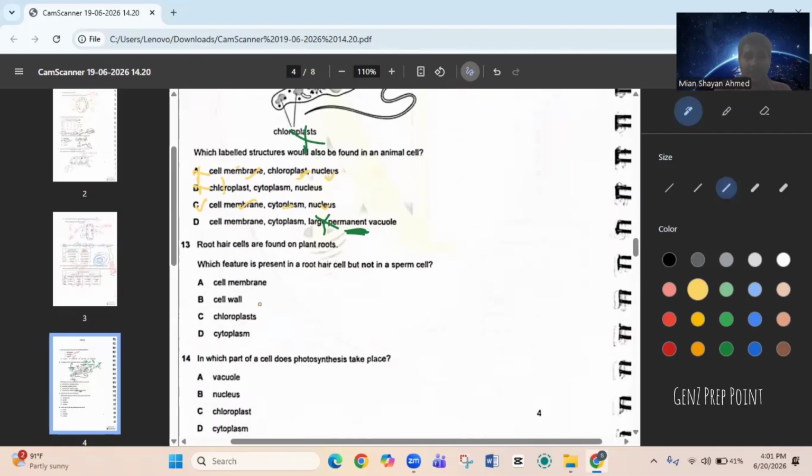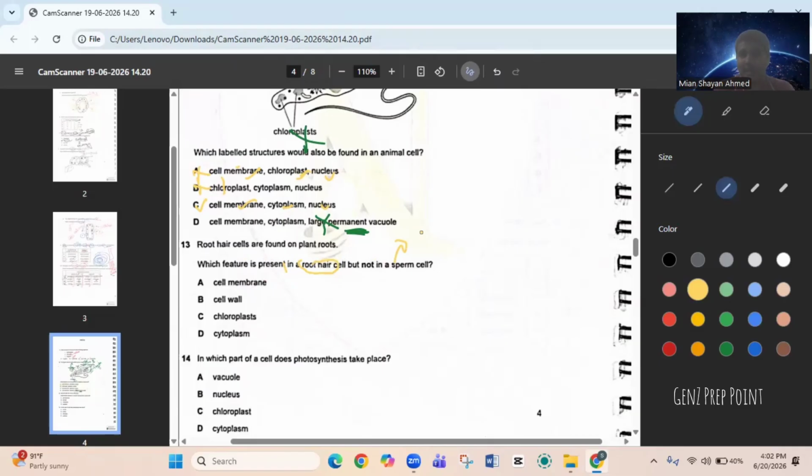If we focus on this question, root hair cells are found on plant cells. Root hair cells are present in plant roots. We all know, in the specialized cells topic we discussed that plant roots have root hair cells. Which feature is present in a root hair cell but not in a sperm cell?